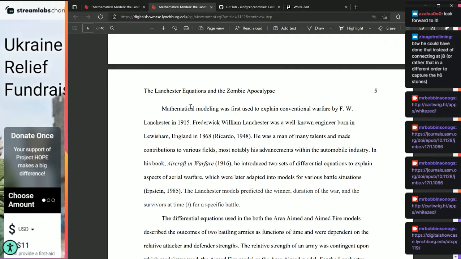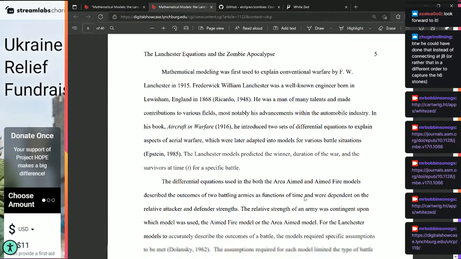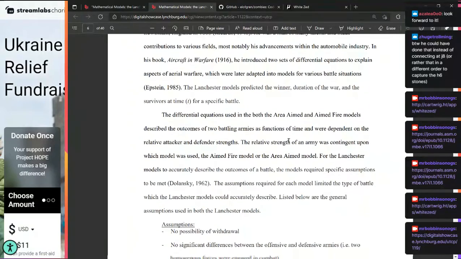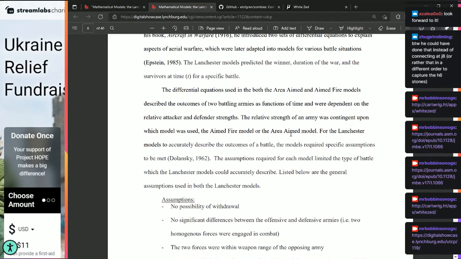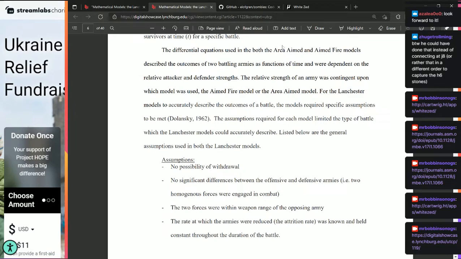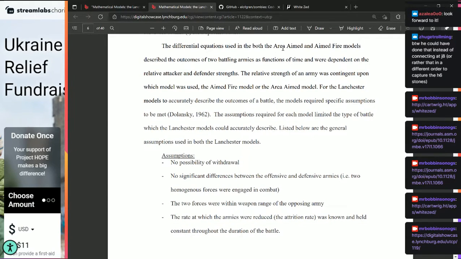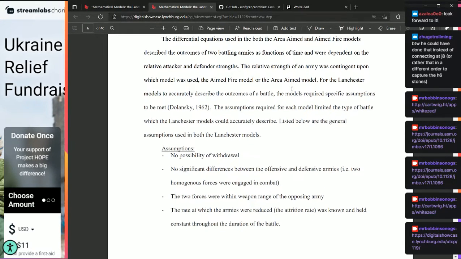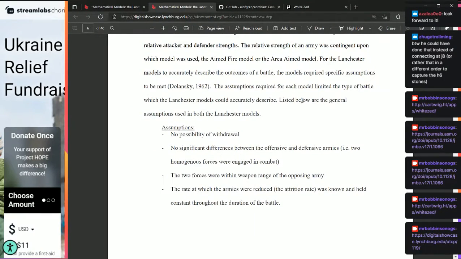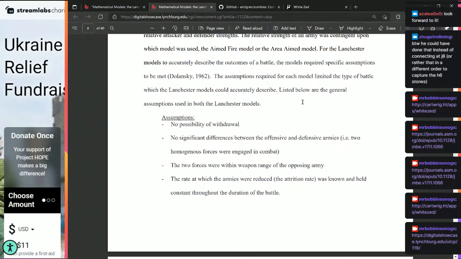So, first used in 1915. Lanchester was born in 1886, worked in the automobile industry, wrote a book, and introduced equations to describe aerial warfare, and used them for battle equations. The differential equations used in both the area aimed and aimed fire models describe the outcome of two battling armies as functions of time and were dependent on the relative attacker and defender strengths. The relative strengths of an army were contingent upon which model was used.